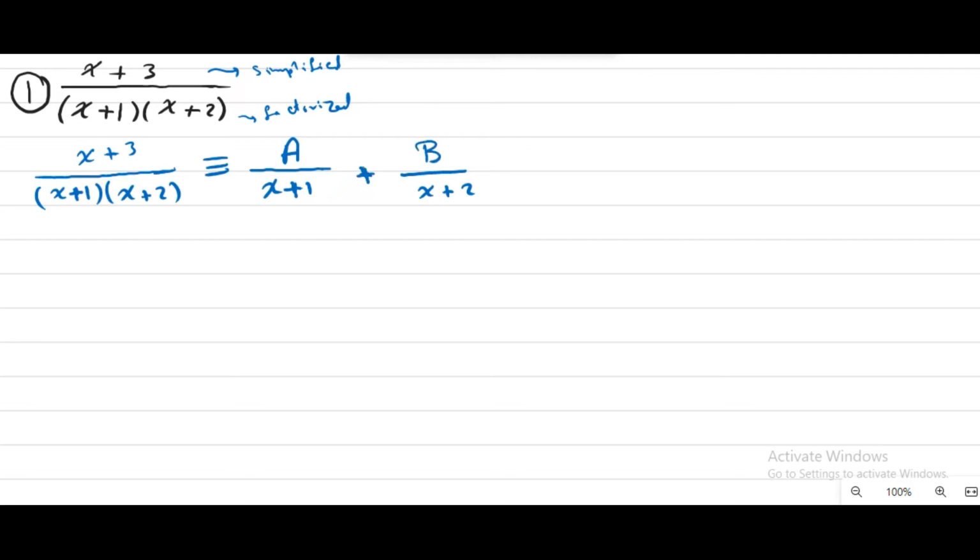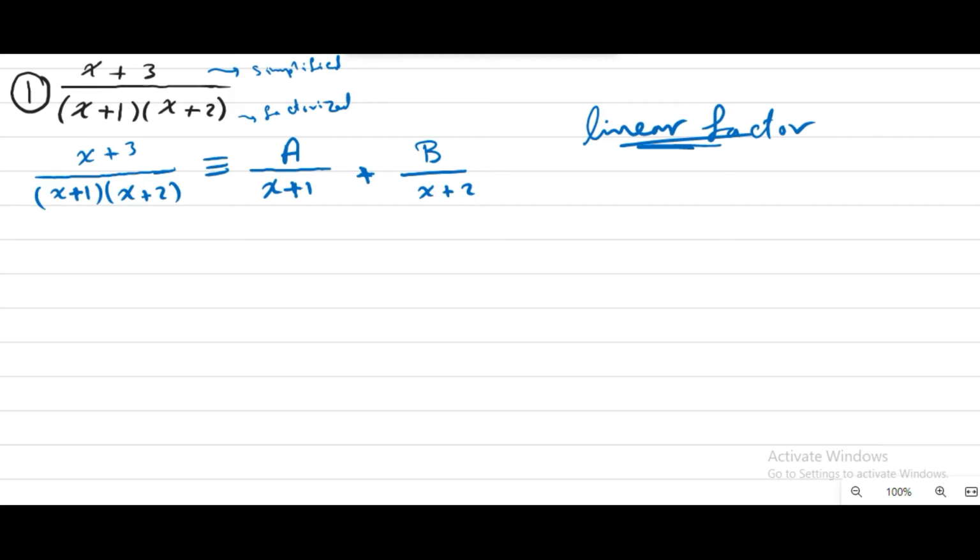The most important point to know before using the cover-up method is that it is used only with the part with a linear factor, not repeated, not quadratic, only linear factors. So here the first part is a linear factor, so we can find the value of letter A by the cover-up method. x + 2 is a linear factor, so we can find the value of letter B by the cover-up method.